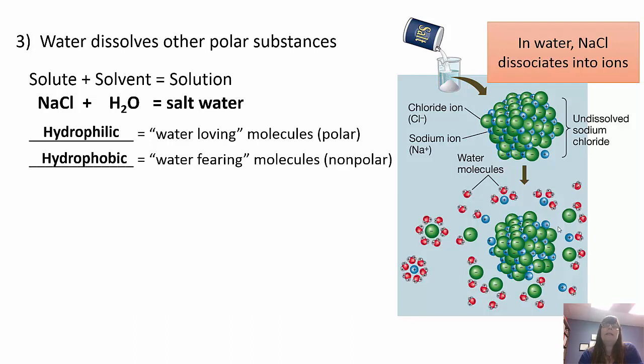We have two properties here, hydrophobic and hydrophilic. Phobias are fears. So if something is hydrophobic, it's a water-fearing molecule and it doesn't mix. It's non-polar. Oil, for example, water and oil do not mix. Hydrophilic is the opposite. These are polar substances. These are water-loving substances. And as you can see to the side there, the NaCl actually dissociates into ions that become surrounded by water. And that's how you get salt water.